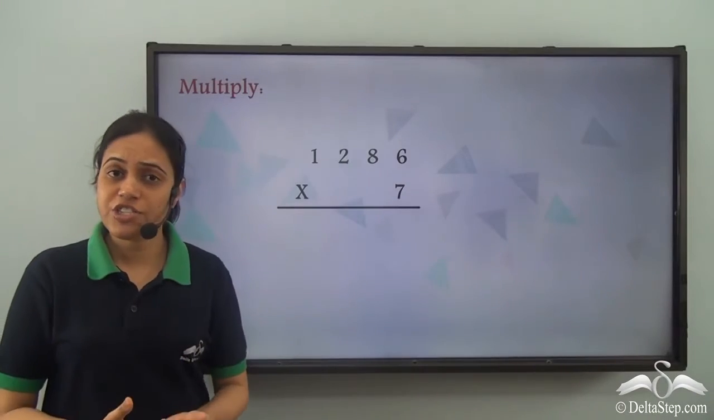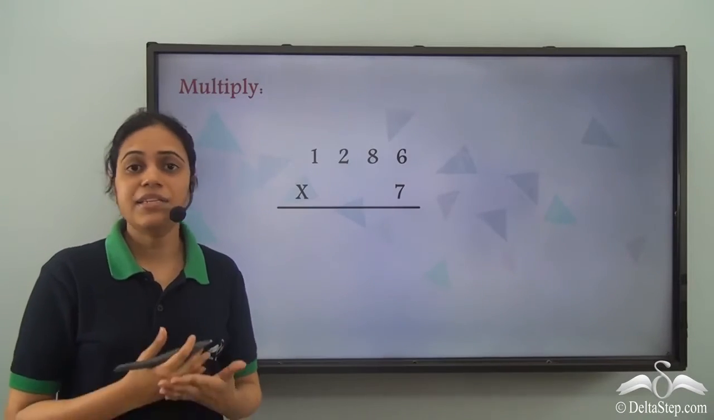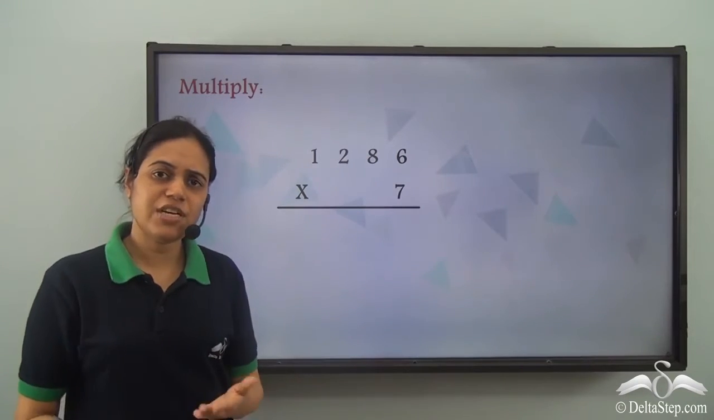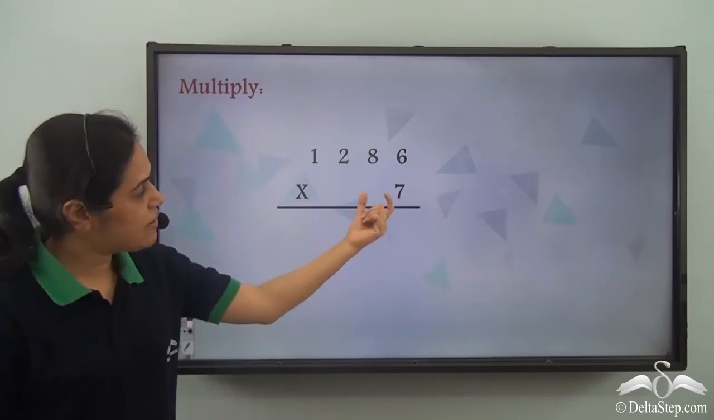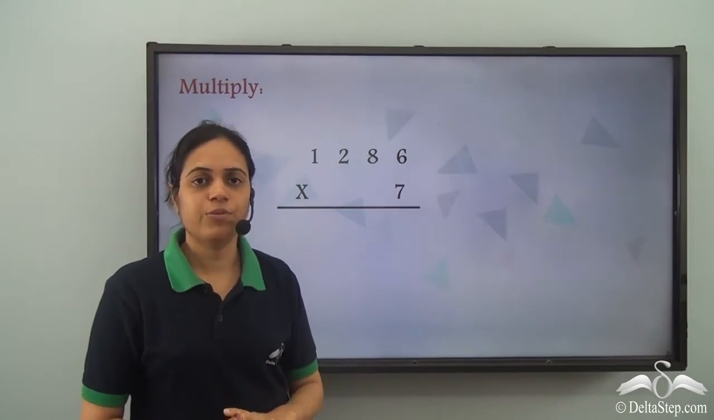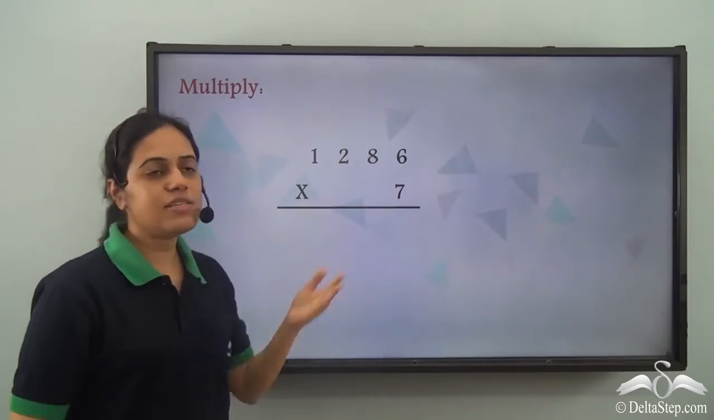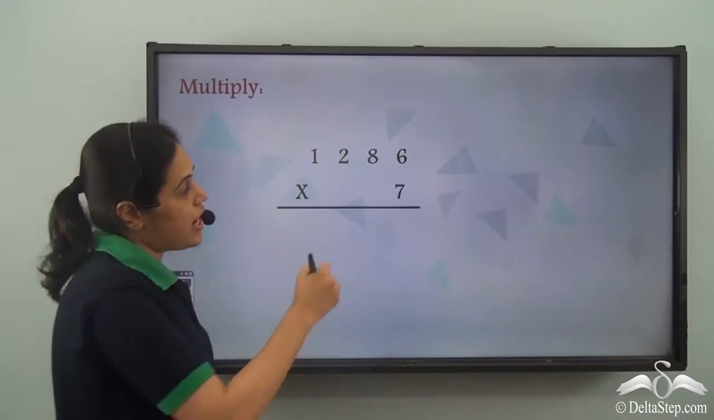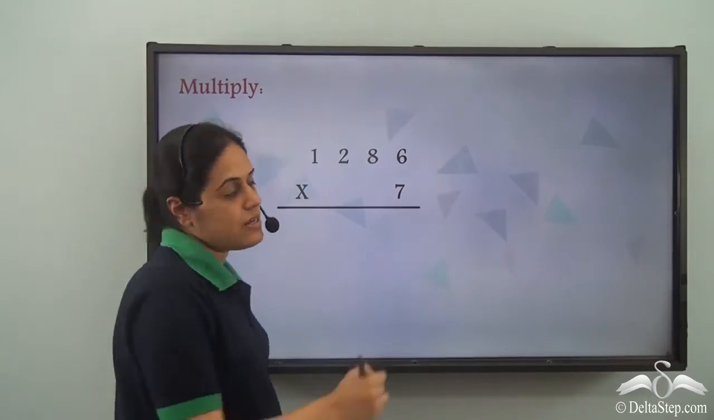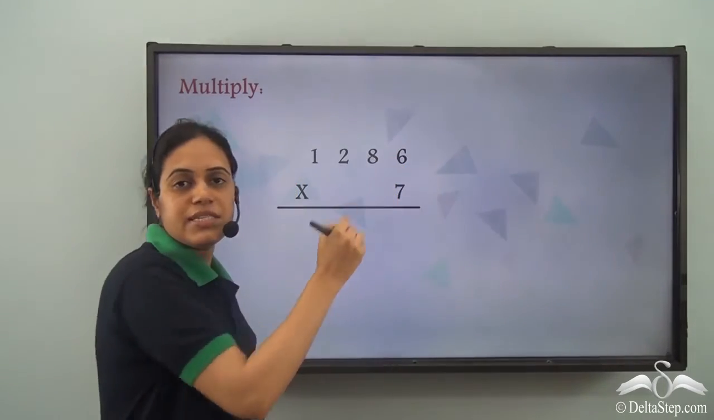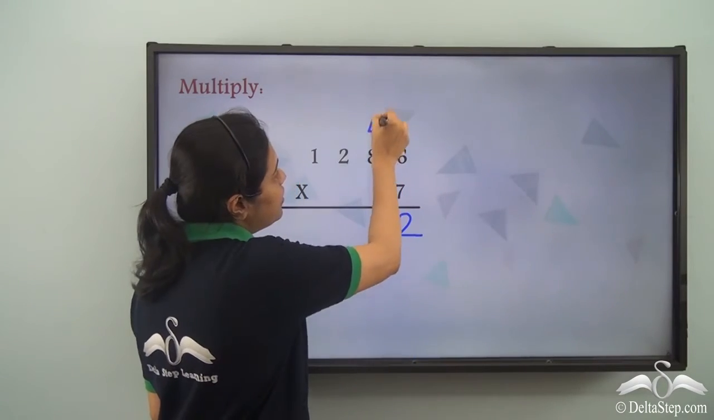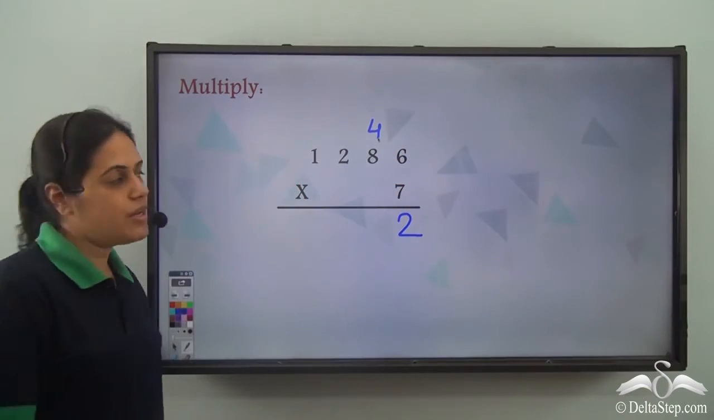And not just 3-digit numbers. By this method, we can also multiply 4-digit, 5-digit, any number of digits by a 1-digit number. So let us try and multiply this 4-digit number by 7. So first I need to start with the ones place. 7 into 6 is 42. So I have 2 here, 4 carried.